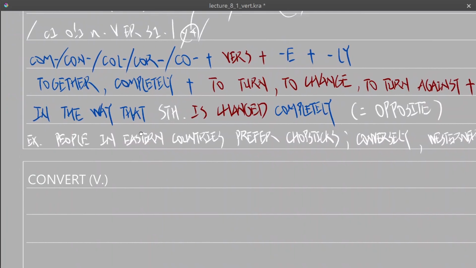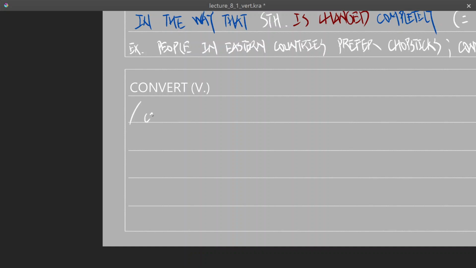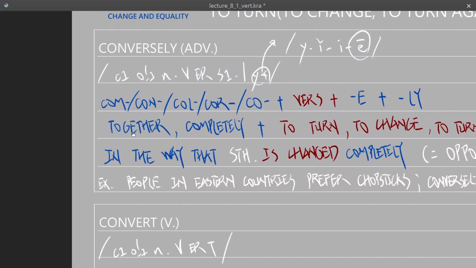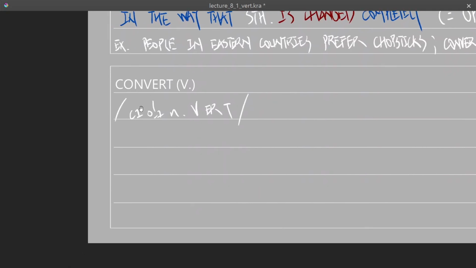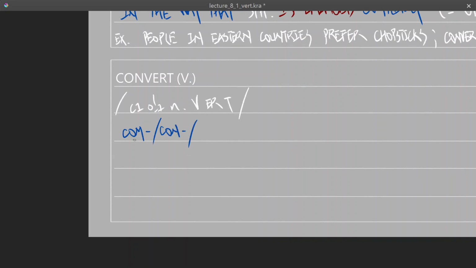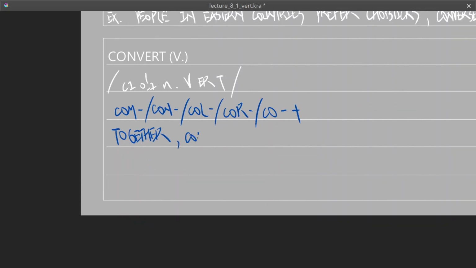Right. Next we have convert. Again, we have convert. COM is a variant, CON. Remember, M, N, L, R, or co, meaning together or completely.